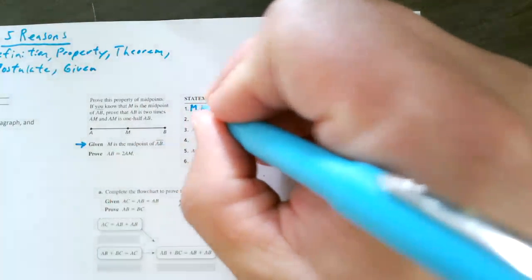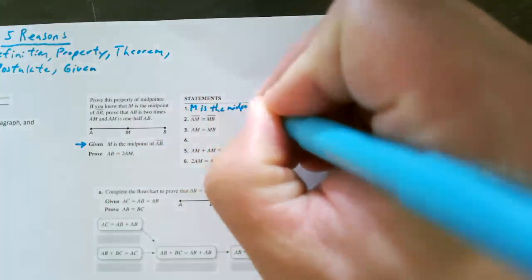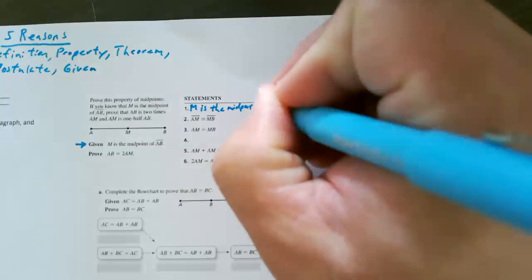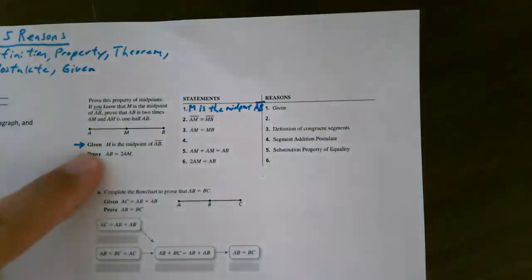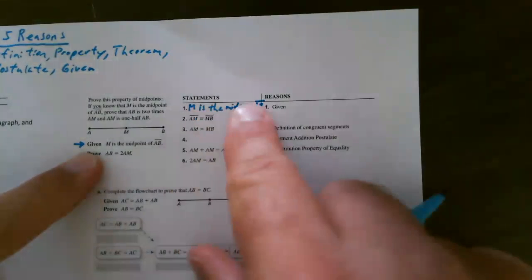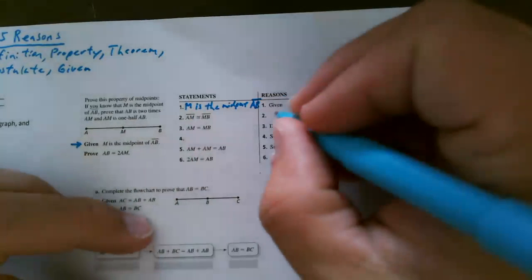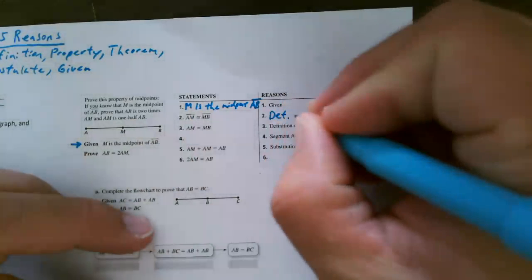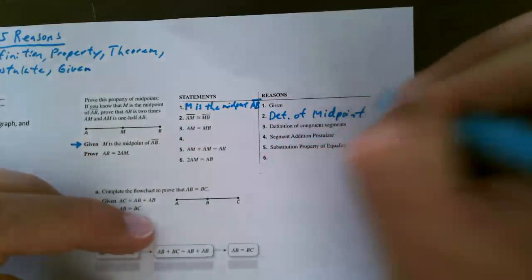M is the midpoint. I'm going to cut out the word of just so I can fit it there. M is the midpoint of AB. All right, that was our given statement. Now, how do I go from that given statement to saying that these two pieces are congruent? Definition of midpoint, similar to the other one that we just did. So definition of midpoint.